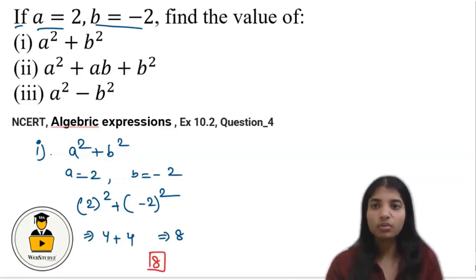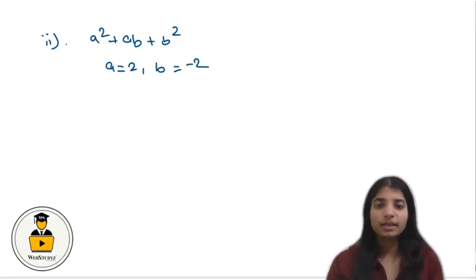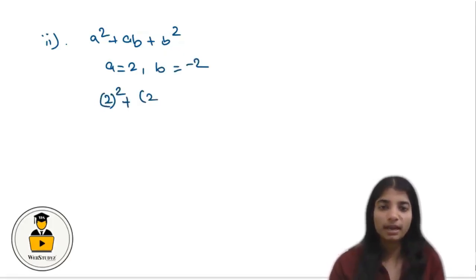Now part 2. Part 2 is a raised to the power 2 plus ab plus b raised to the power 2. As we know, a is equal to 2 and b is equal to minus 2. So plugging in the values, a raised to the power 2, that is 2 raised to the power 2, plus ab, that is a is 2, b is minus 2, plus b square, that is minus 2 to its square.